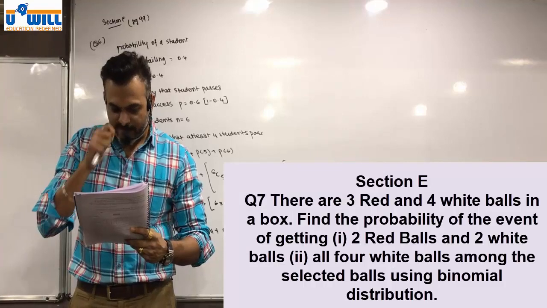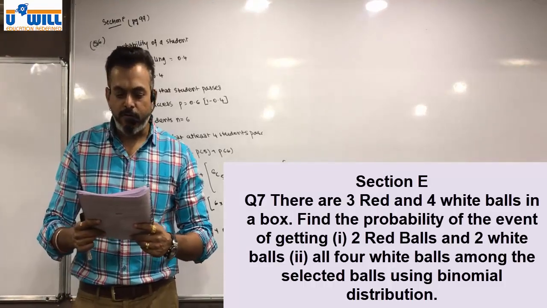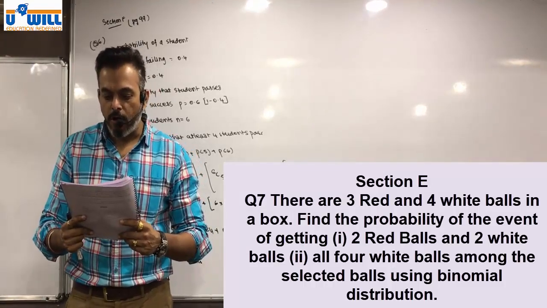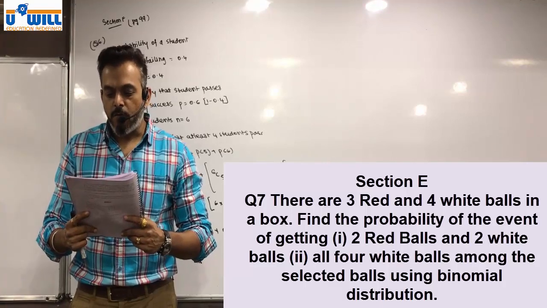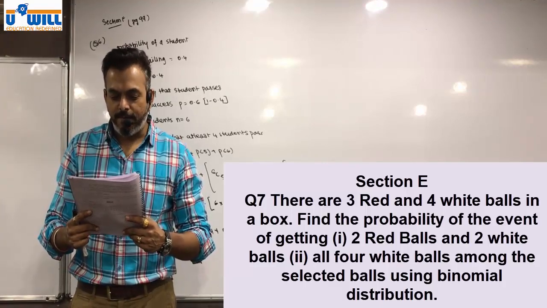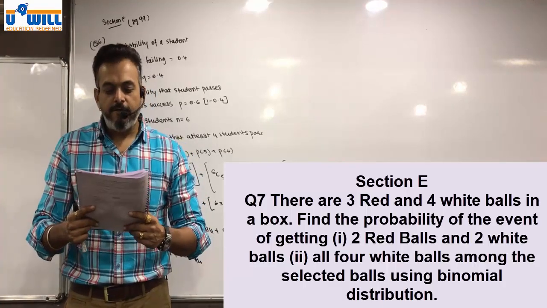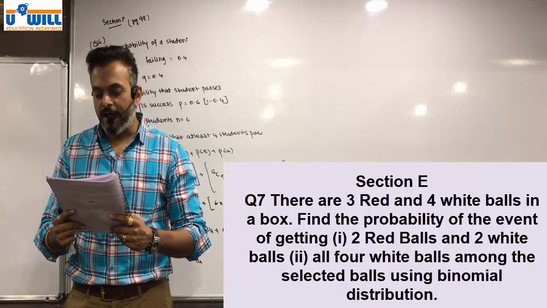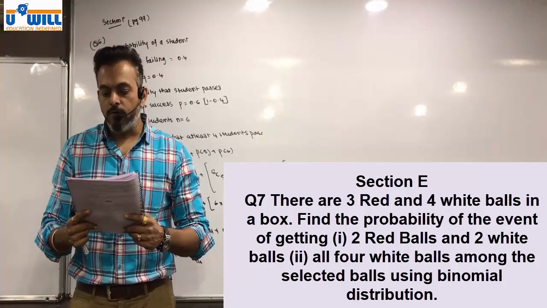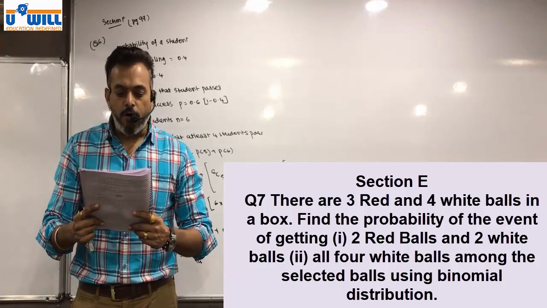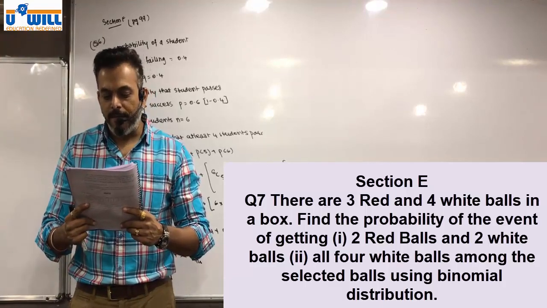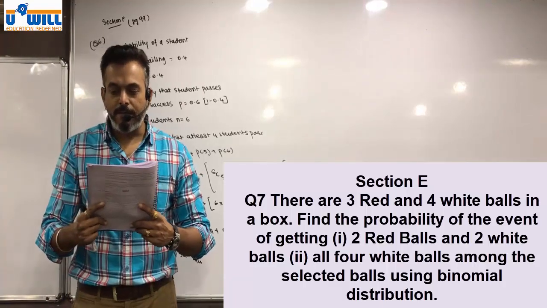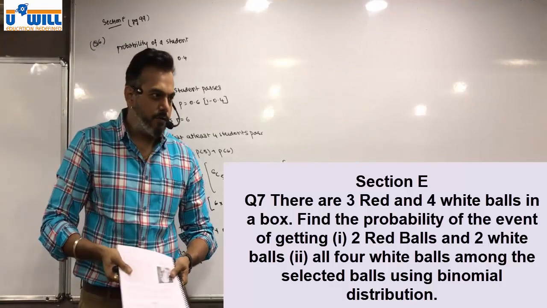Question number 7. There are 3 red and 4 white balls in a box. 4 balls are selected at random with replacement from the box. Find the probability of event of getting first 2 red and 2 white balls, and second all 4 white balls among the selected balls using binomial distribution.